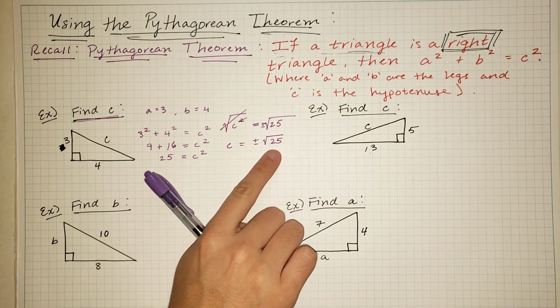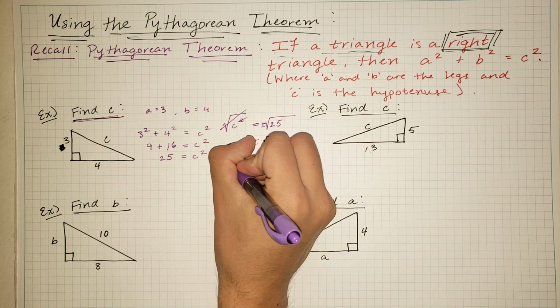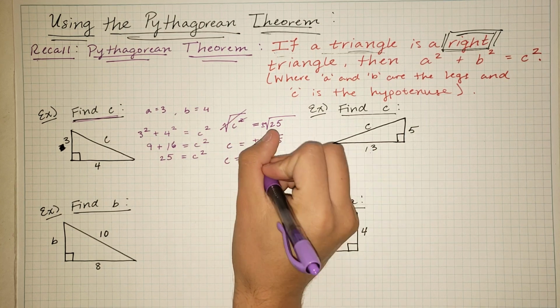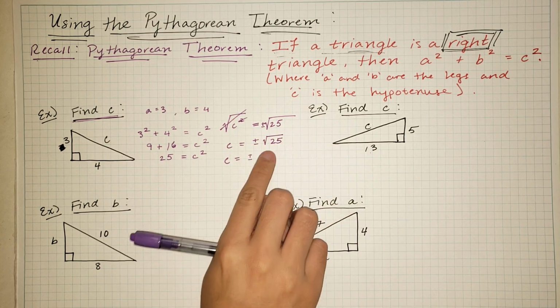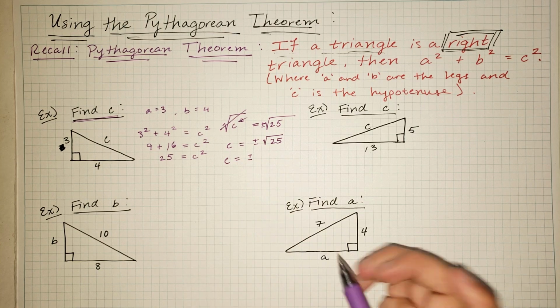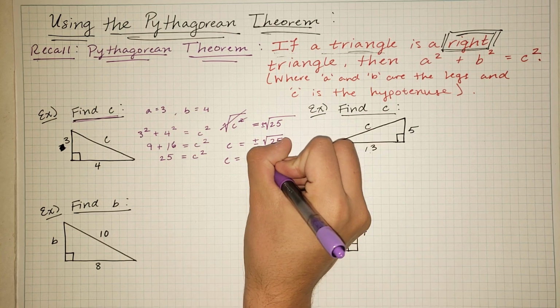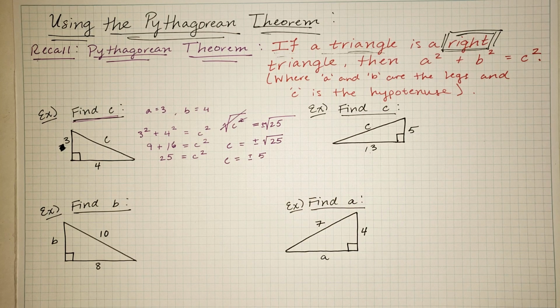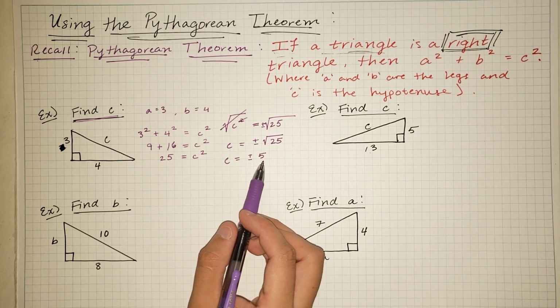That can be simplified, so we don't want to leave it like that, right? So we'll say c is equal to plus or minus the square root of 25, which is 5. You guys should be very familiar with that one. So we get c equals plus or minus 5.